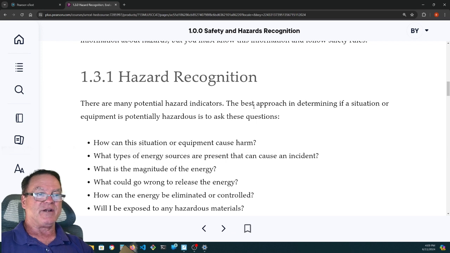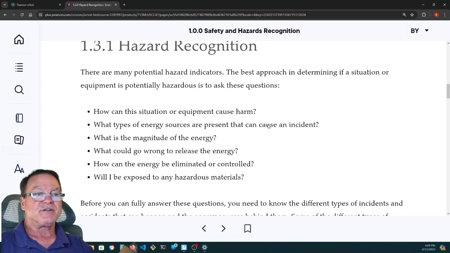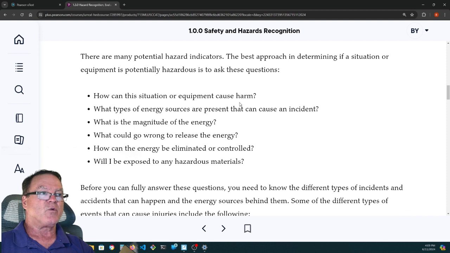1.3.1 Hazard Recognition. The best approach in determining if a situation or equipment is potentially hazardous is to ask these questions. How can this situation or equipment cause me harm? What types of energy sources are present that can cause an incident? What's the magnitude of the energy? What could go wrong to release the energy? How can the energy be eliminated or controlled? Will I be exposed to any hazardous materials?